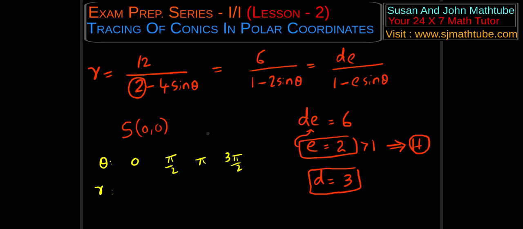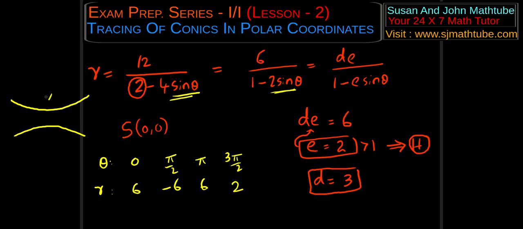You plug in the values. Sine 0 is 0, so you're going to get 6. Sine 90 is 1, so 1 minus 2, that will be minus 6. Sine 180 is again 0, you're going to get 6. Sine 3 pi by 2 is minus 1, so 6 by 3, that is 2. Okay, now we are ready to plot. But before that, one more comment. You see sine theta, so we must expect a hyperbola which looks like this.